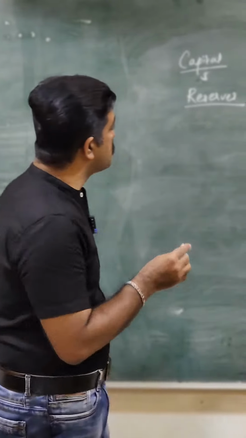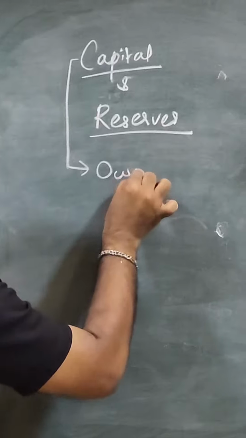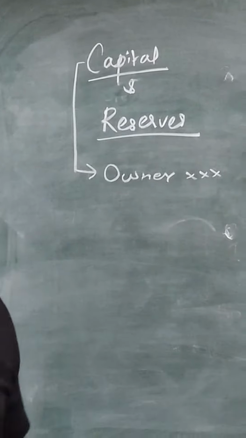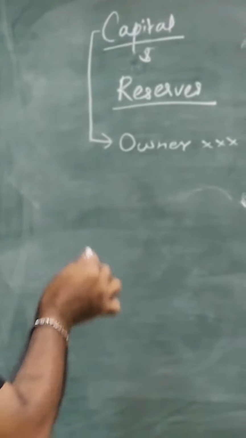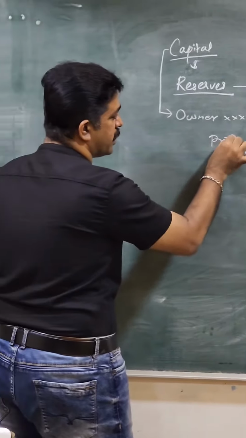See, capital is basically the amount contributed by the owners as their investment in the business. So it is their direct contribution, whereas reserves are the result of profits earned by the entity.